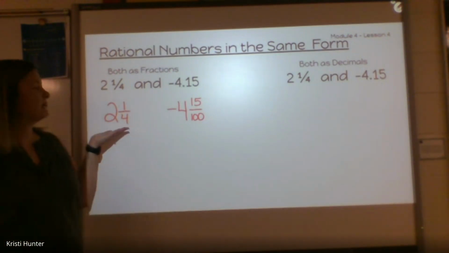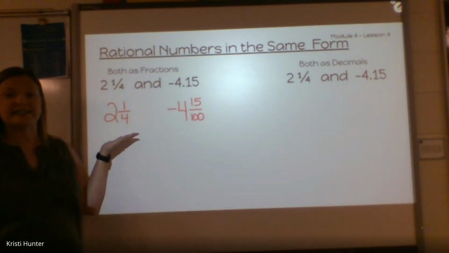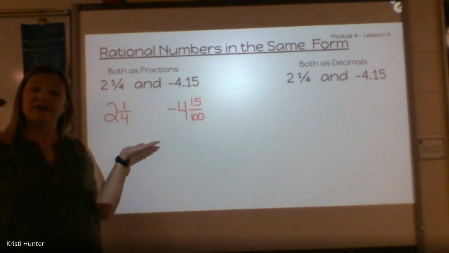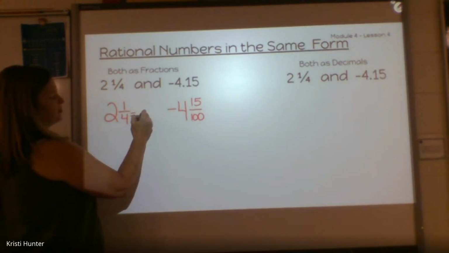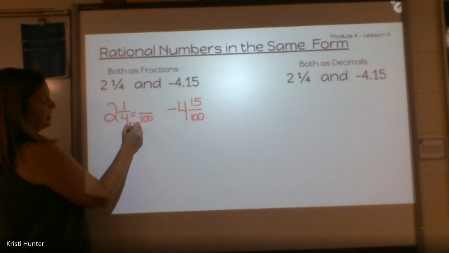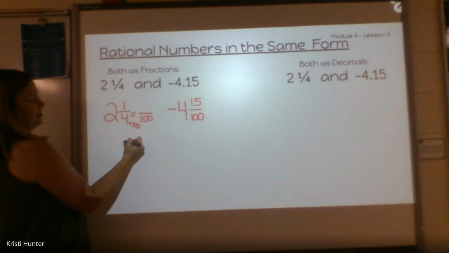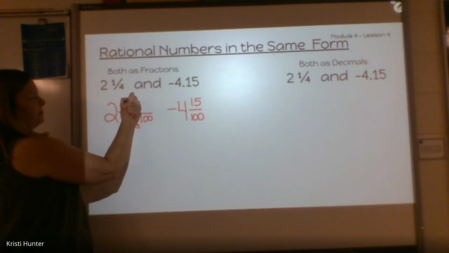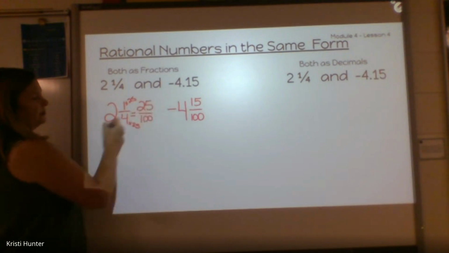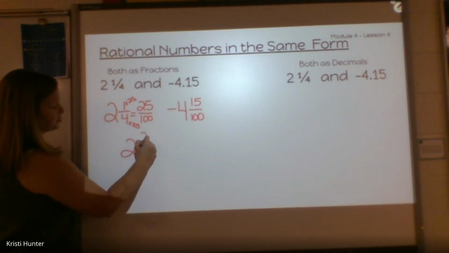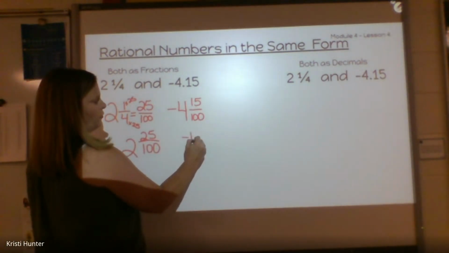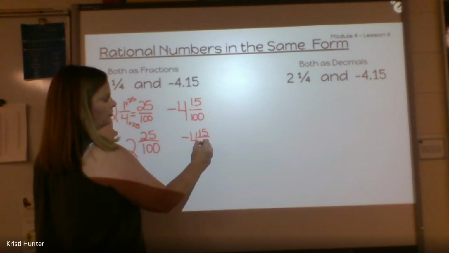So lots of you may have gotten to this point with the fractions and gotten stuck. And I understand why. So let's see if I can't make this side into 100 instead. So if I take 4 and I multiply it by 25, I'll get to 100. So that means if I take the top and multiply it by 25, I have 1 times 25 is 25. So here's my two fractions, 2 and 25 hundredths, and negative 4 and 15 hundredths.